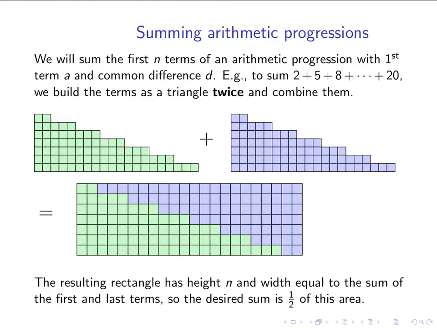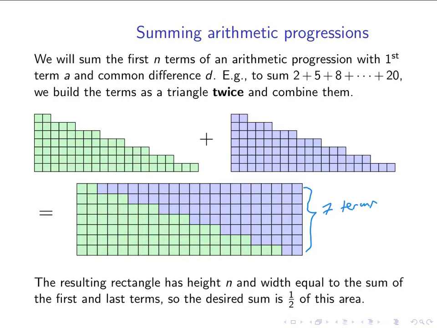And when I do that, I get this rectangular picture. So the only question is, what are the dimensions of this rectangle? Well, the number of rows corresponds to exactly the number of terms that we're adding together. We saw on the previous slide that 20 was the 7th term in this arithmetic progression. So there are 7 rows because there are 7 terms being added together.